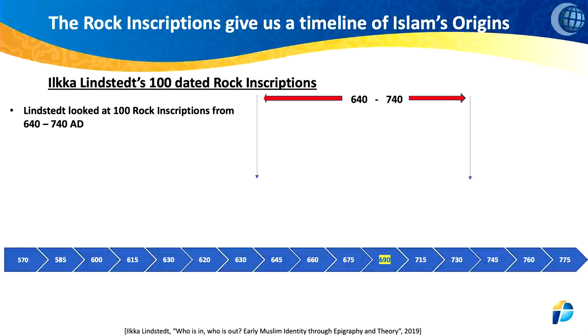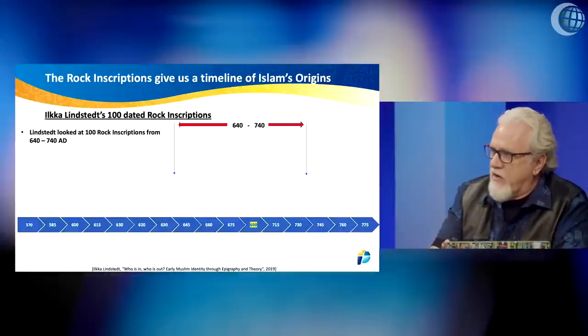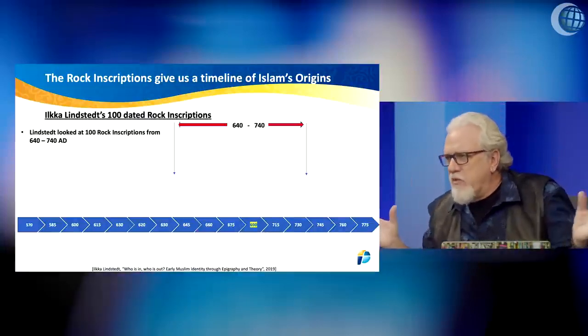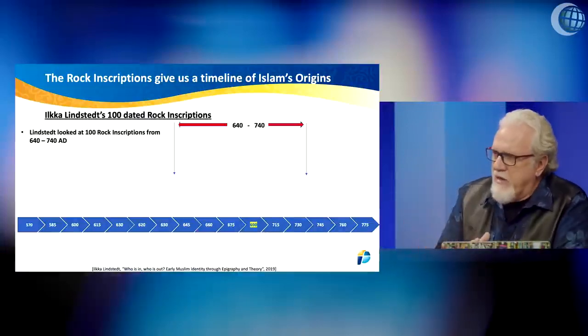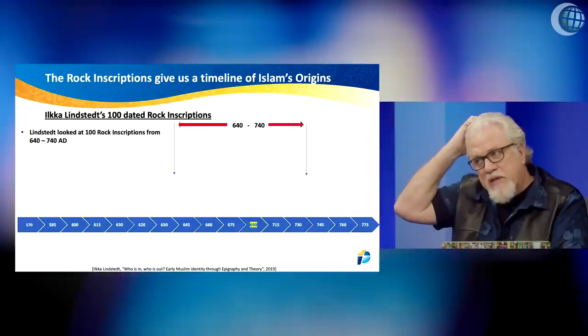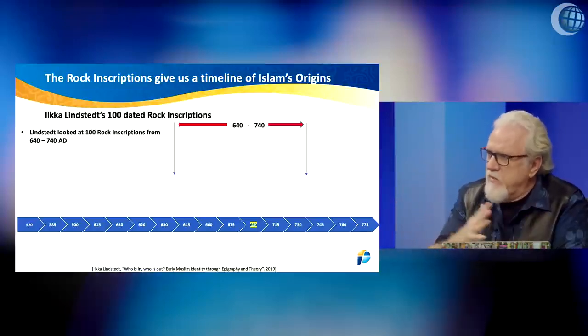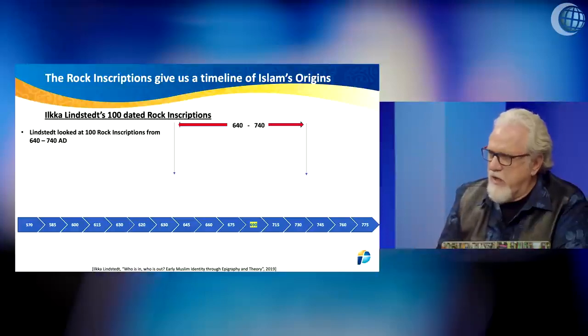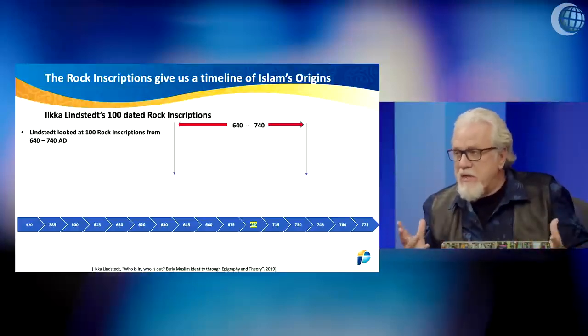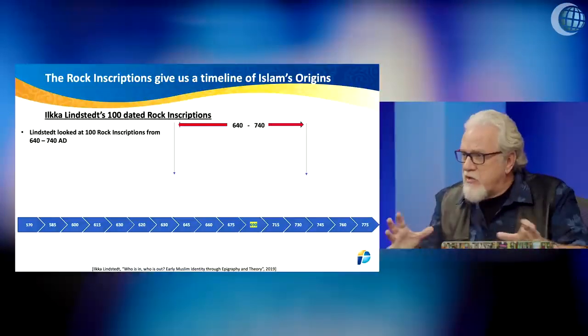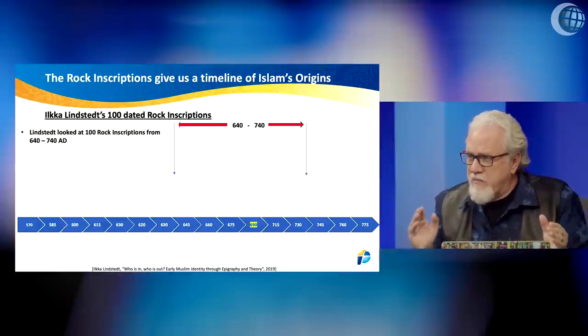Up until 740, that's about the time the Umayyads are declining and the Abbasids are about ready to take over. So we're talking mainly about the Umayyad period and the rightly guided caliphs. That's the time period, because this is the time period of really Umar, Uthman, and Ali, and then of course the Umayyad period starting with Muawiyah. So that's important because this is the early Islam. This is how Islam began. The rock inscriptions that he's looking at are right in that time period.